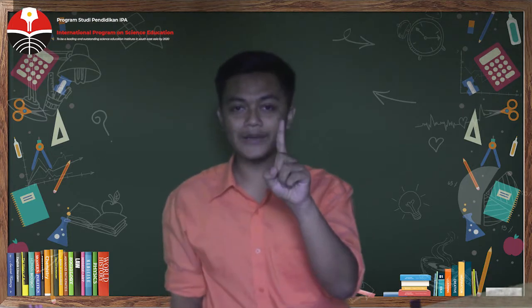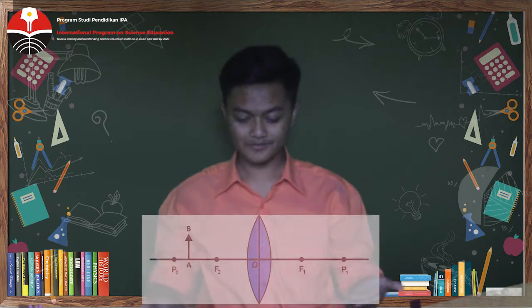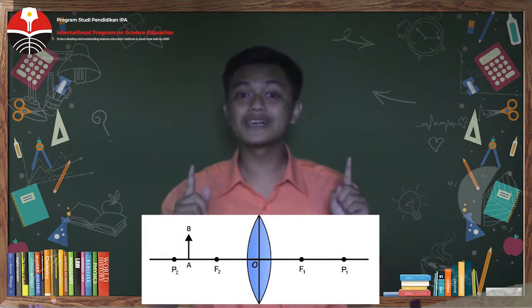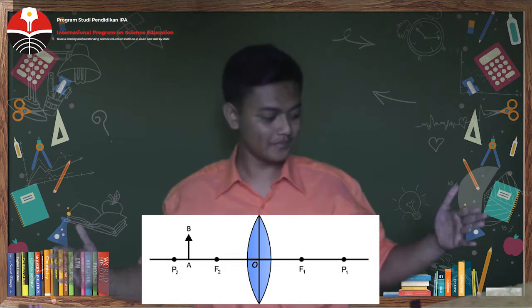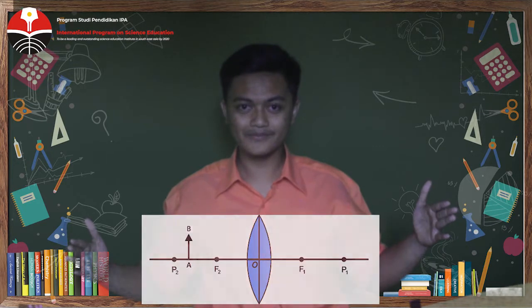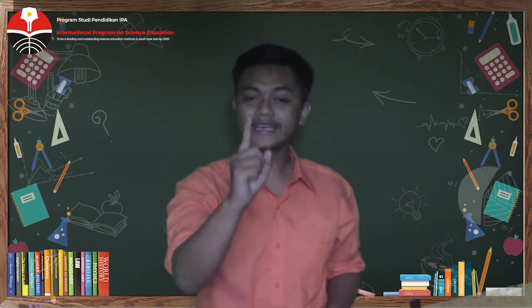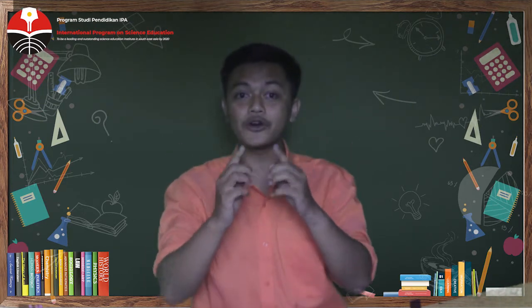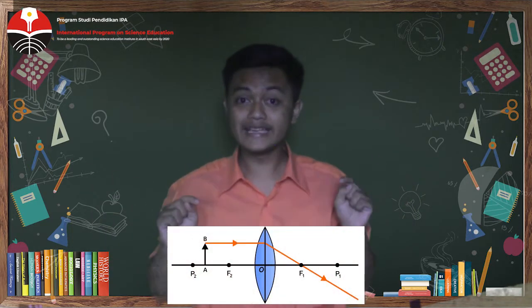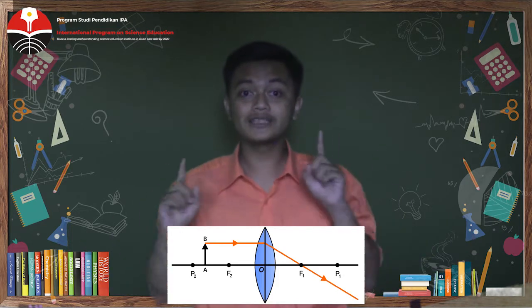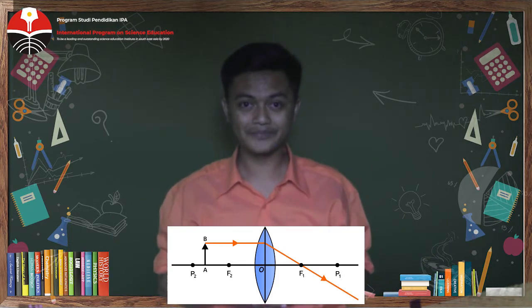The first step is to draw the convex lens with all its parts, just like this picture. And then the second step, put one of the special rays in the convex lens through the diagram. For example, in these pictures, I use special ray 1.